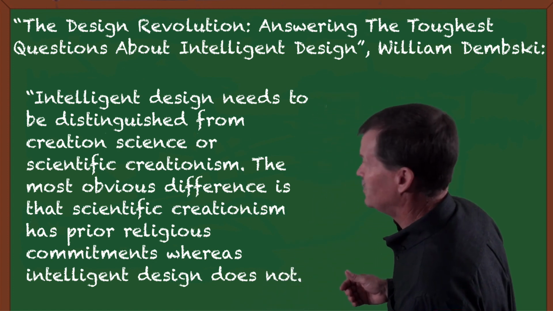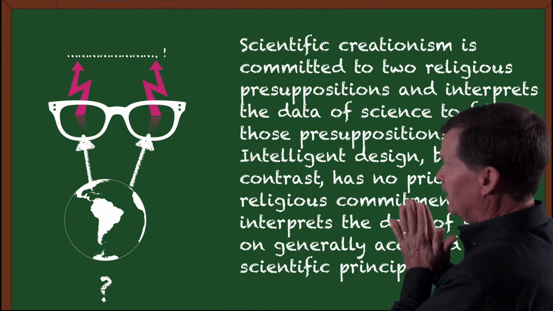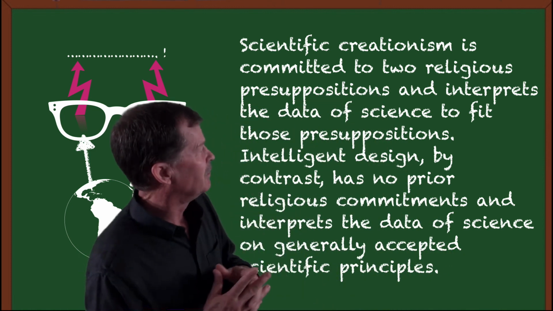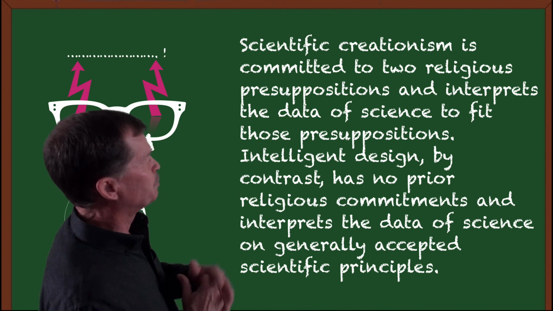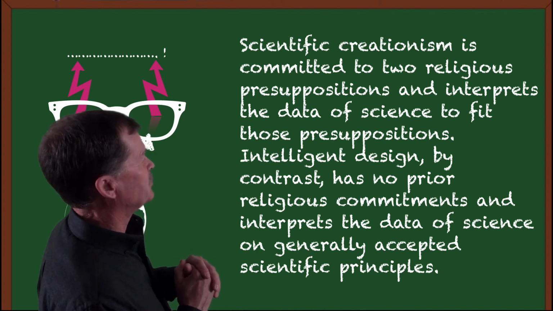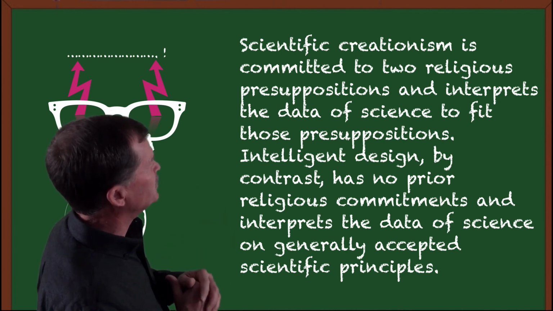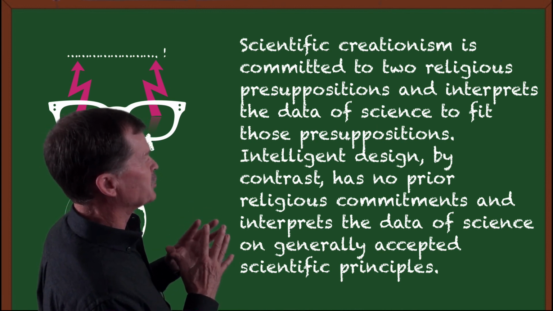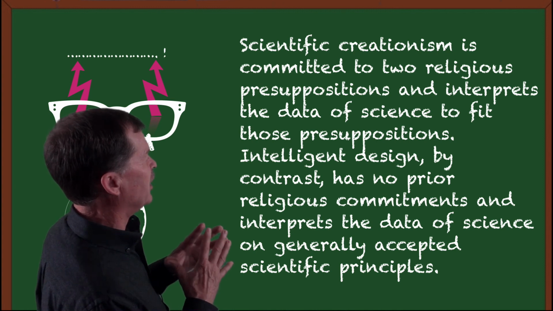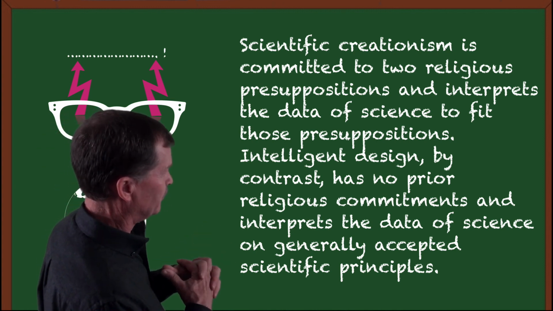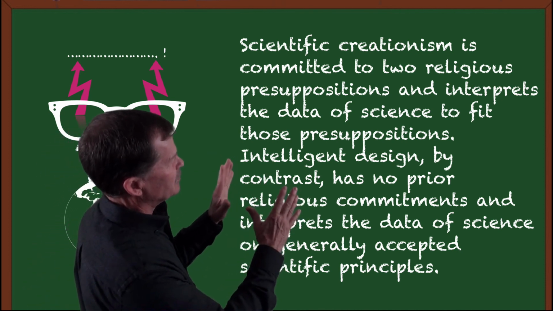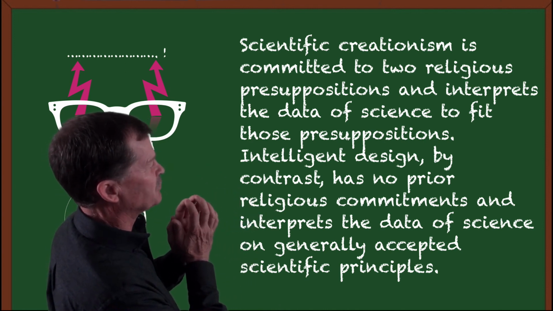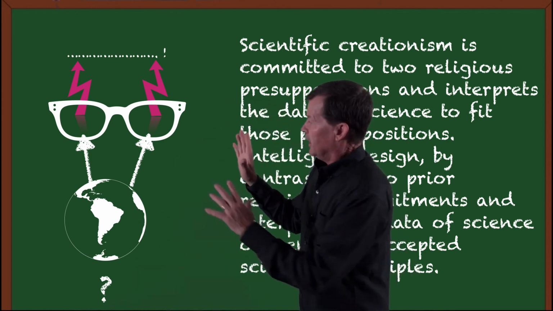So what does he say further on? He says further on, scientific creationism is committed to two religious presuppositions and interprets the data of science to fit those presuppositions. Intelligent design, by contrast, has no prior religious commitments and interprets the data of science on generally accepted scientific principles. So what he says is that scientific creationism is committed to two religious presuppositions and interprets the data of science to fit those presuppositions. Here's the interpretation mode.